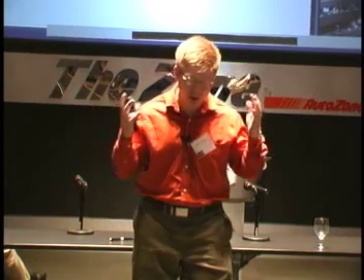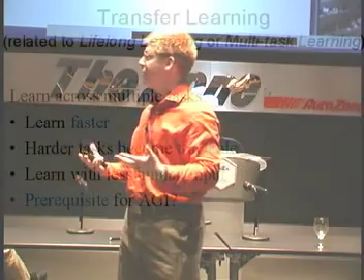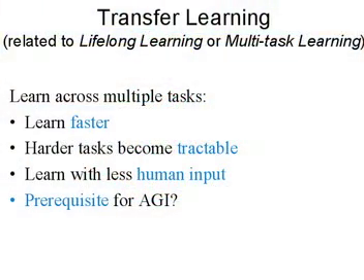One approach to trying to solve these problems, the one I'm advocating today, is the idea of transfer learning. So transfer learning is related to lifelong learning or multitask learning. I can talk more about that later if you're interested. But the general idea is that instead of just focusing on one task at a time, I want to learn how to generalize across tasks, across problems. And if I can do this effectively, then I can learn faster. I could probably learn how to solve harder problems. I can learn with less human input, and I would argue it's actually a prerequisite for AGI.